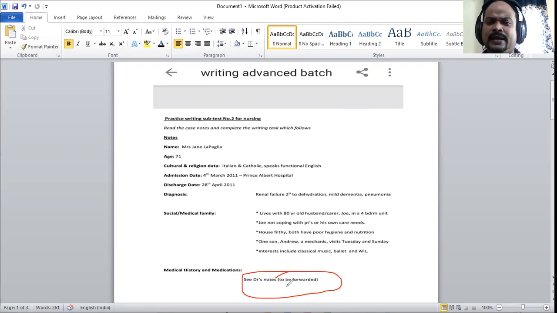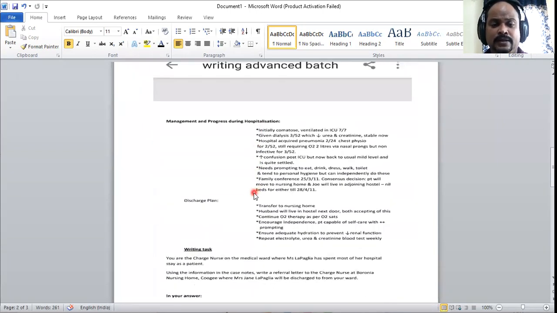You can say that at the end, if you need. At the end, you can add that the medical history and medication records are to be forwarded. Okay, so then that's it. When we move ahead to the next page, you can see how she was managed there.